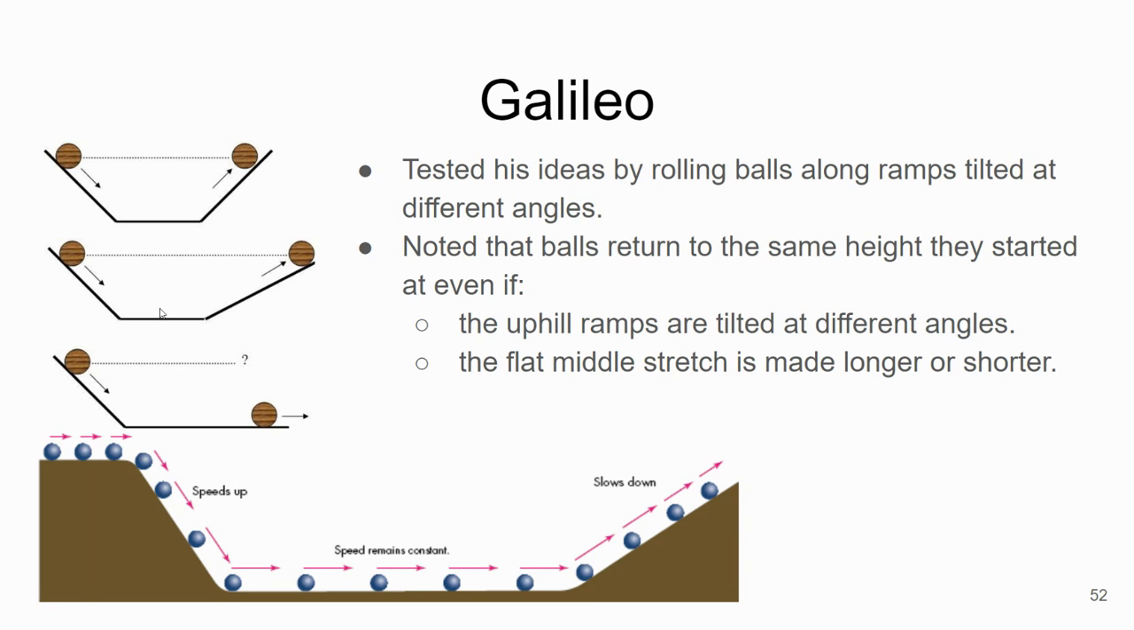In the middle, no net force. There's still gravity pulling the ball down, but there's also a normal force pushing it up. Those forces exactly cancel, and so no net force. And while it's in the middle, it just goes straight line, constant speed. And he realized, well, you can make this middle stretch as long or as short as you want, and it's not going to change the end result of how high the ball goes. Because in the middle stretch, the ball just keeps doing what it was doing.